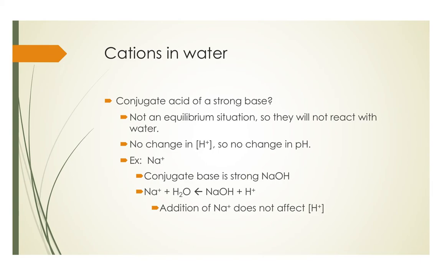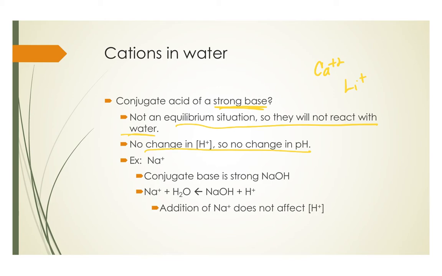Okay. The situation is very similar with cations. If the cation you have is the conjugate acid of a strong base, so that would be, for example, Ca 2 plus or Li plus, we would not have an equilibrium situation, so they will not react with water. So there'll be no change in H plus, so no change in pH.